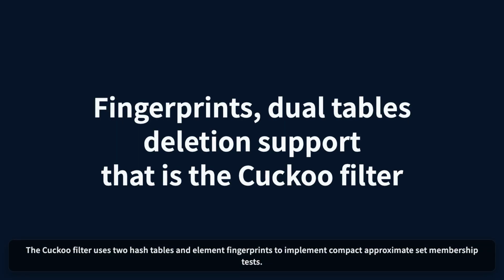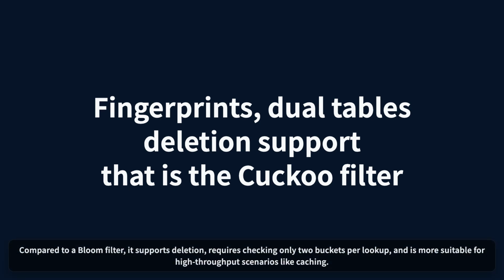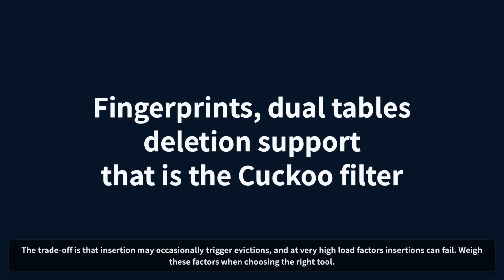The Cuckoo filter uses 2 hash tables and element fingerprints to implement compact approximate set membership tests. Compared to a bloom filter, it supports deletion, requires checking only 2 buckets per lookup, and is more suitable for high-throughput scenarios like caching. The trade-off is that insertion may occasionally trigger evictions, and at very high load factors, insertions can fail. Weigh these factors when choosing the right tool.